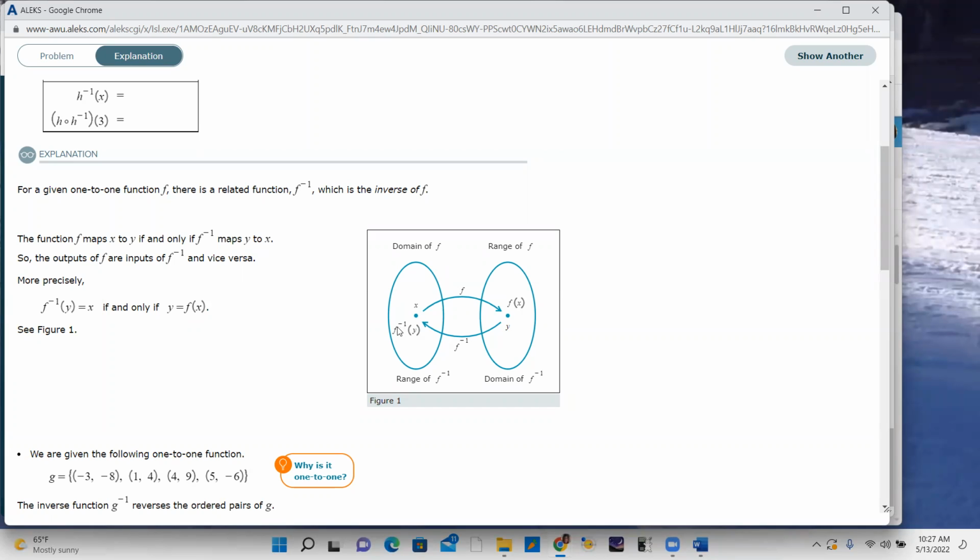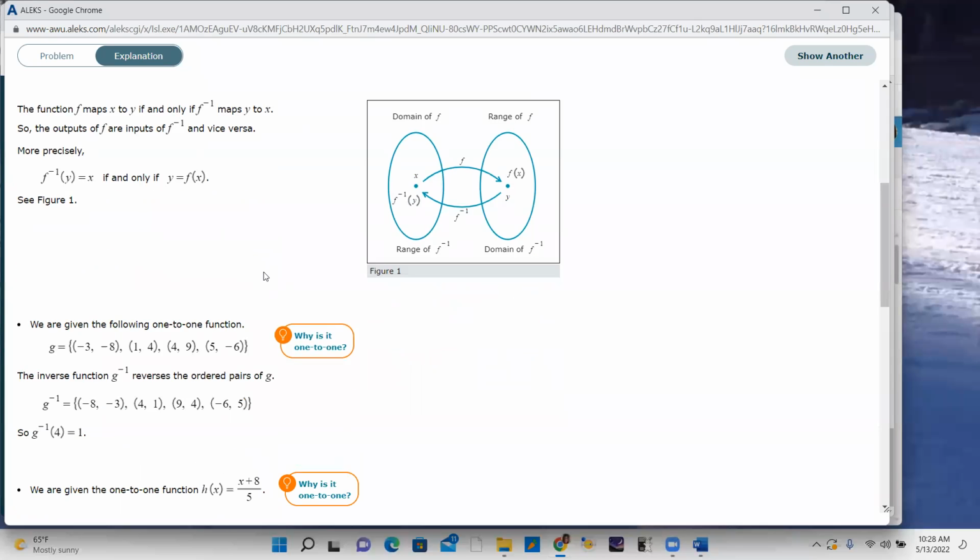So this now is called f inverse of y. And the domain and range have gotten reversed. This is now the domain of that inverse function, and this space is the range of the inverse function. So x is the same as the inverse of y, and vice versa. So they undo each other.